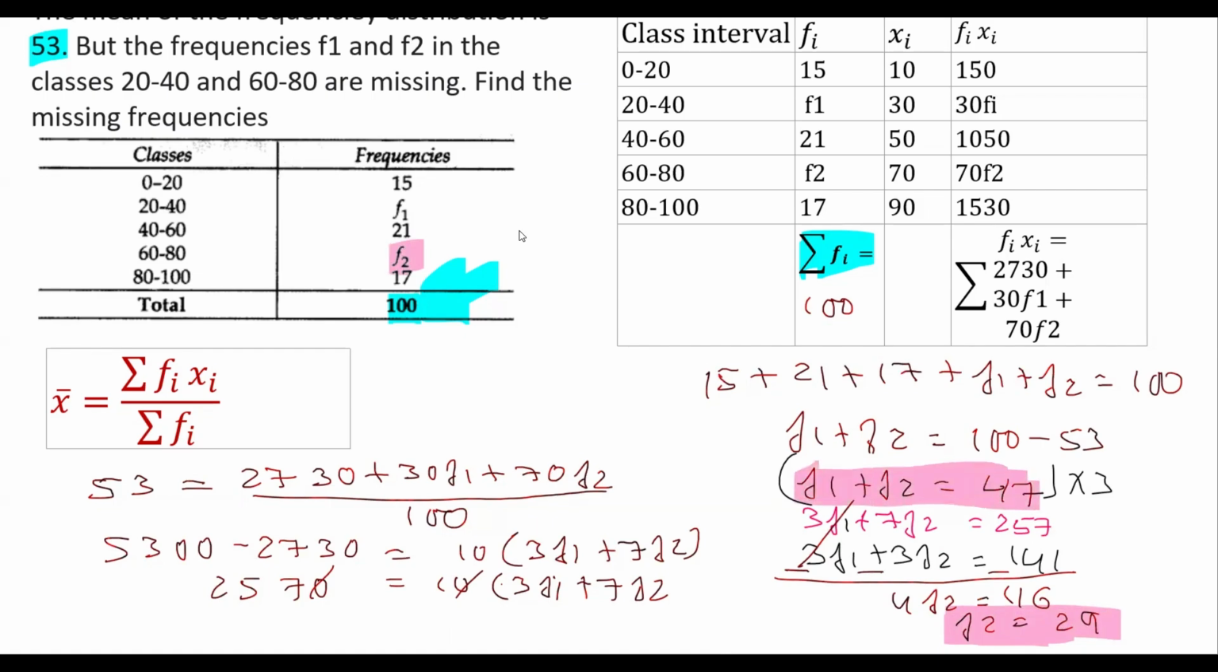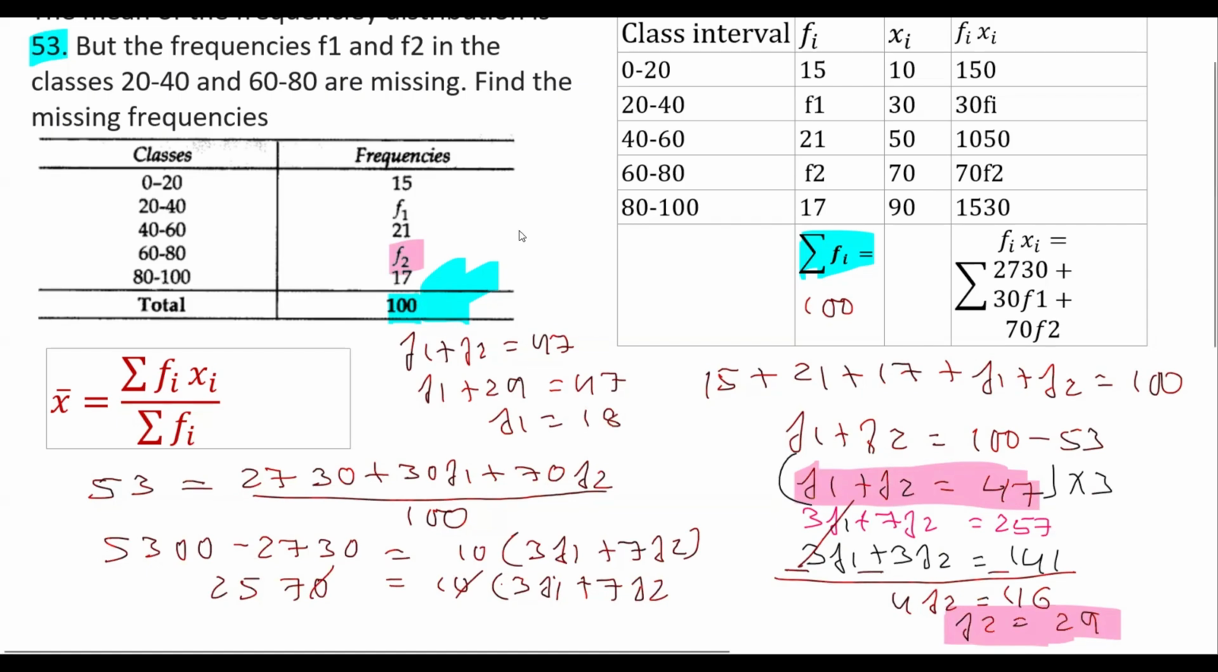Well, I'll go for this one. What we know here, that F1 plus F2 is equal to 47, replacing F2 with 29. So this is F1 plus 29 is equal to 47. So F1 will be 47 minus 29. So it should come as 18. So this is coming as 18.